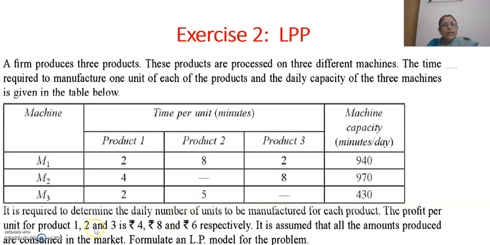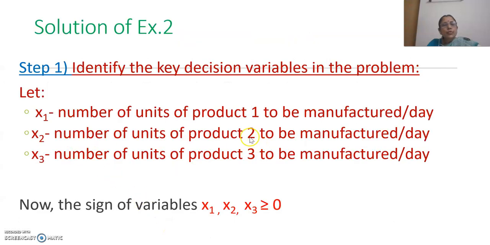Similarly, by selling one unit of product 2, we are able to get a profit of rupees 8, and the number of units that we are going to produce of product 2 is x2 units per day. Therefore, the total profit from x2 will be 8 into x2.